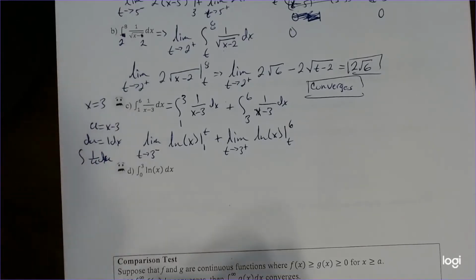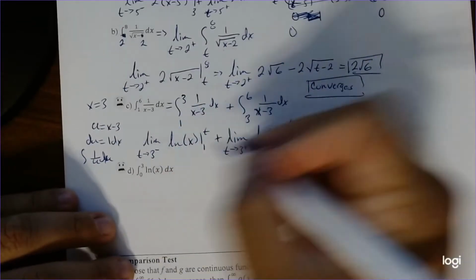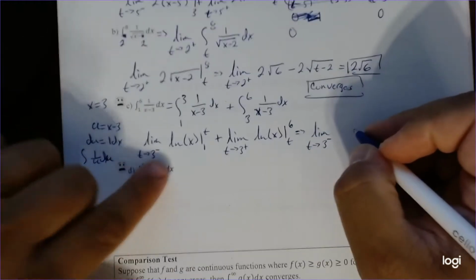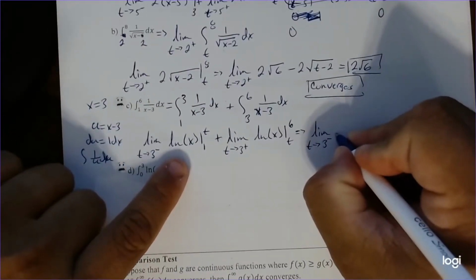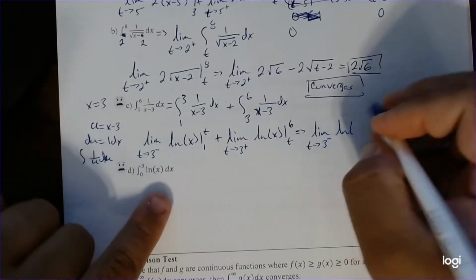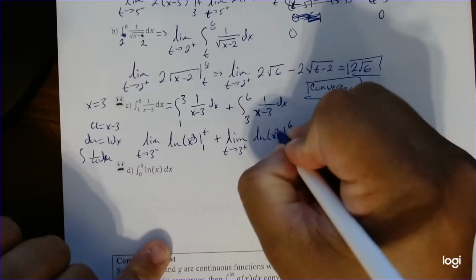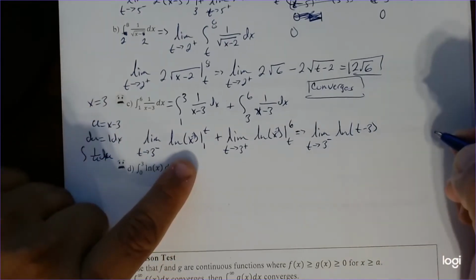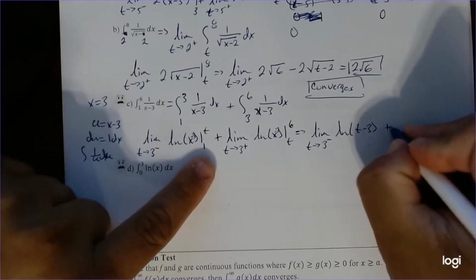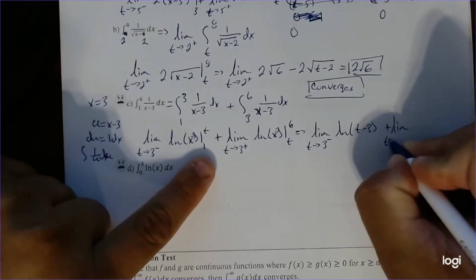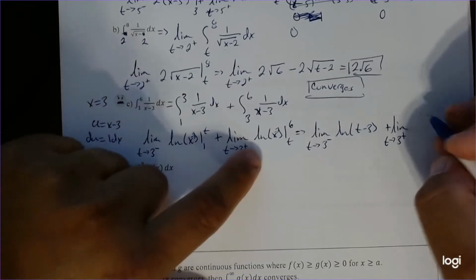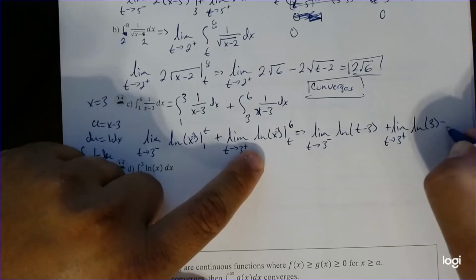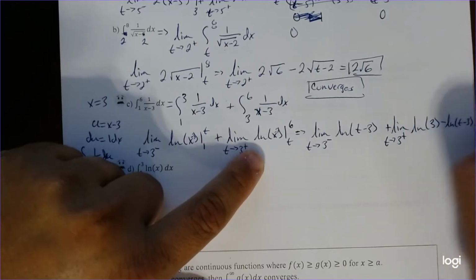Right, so now evaluate each one individually. So plug in t, this is limit as t goes to 3 from the left of natural log of, sorry, this is x minus 3 here. X minus 3. So t minus 3. And if you plug in 1, that's just gone, right? So all that's gone there. Plus natural log of 6 minus 3 is 3, minus natural log of t minus 3.